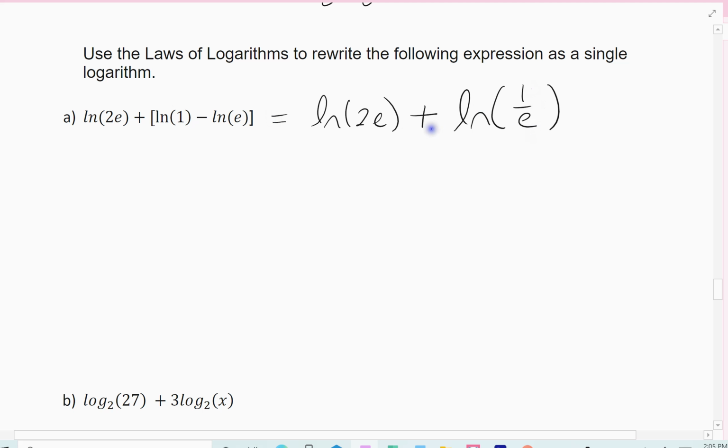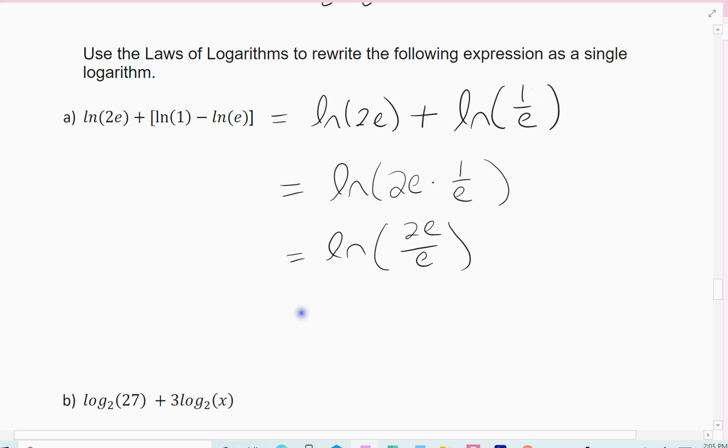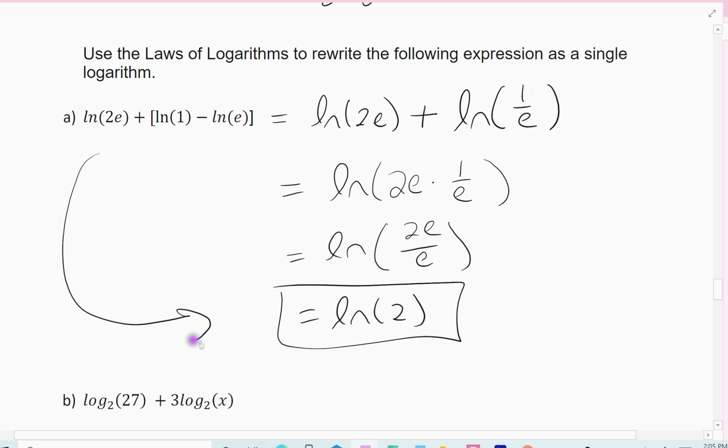Now I'm going to get rid of the addition. So it's the natural log of 2e times 1 over e, so the natural log of 2e divided by e, which I can simplify into the natural log of 2. So that expression simplifies nicely into the natural log of 2.